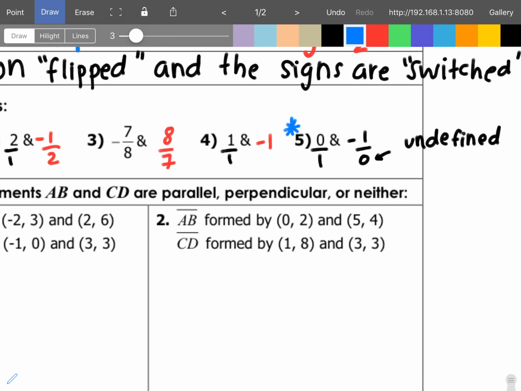When you have a slope of 0, the opposite reciprocal is a flip of the fraction, or the negative reciprocal is 1 over 0, and then you take the opposite. So because it was positive 0, it's a negative 1 over 0. But any number, when a 0 is on the bottom, is undefined. When the 0 is on the top, it's 0.